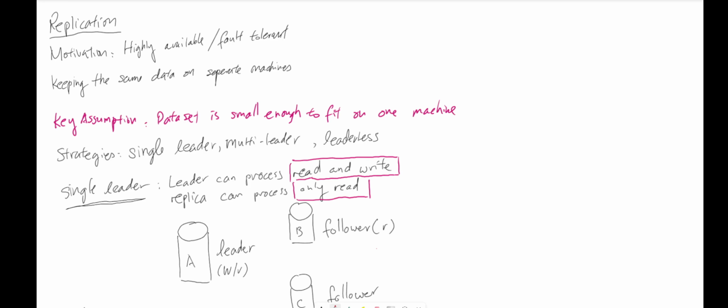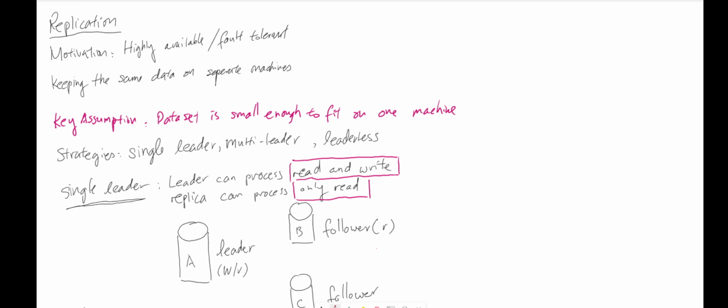Hi, in this video, let's talk about database replication. Why database replication? Database replication is a very important concept in distributed systems. The reason why we want to replicate a database is because if one copy of the database goes down, the whole application will fail because the application can no longer get access to data.